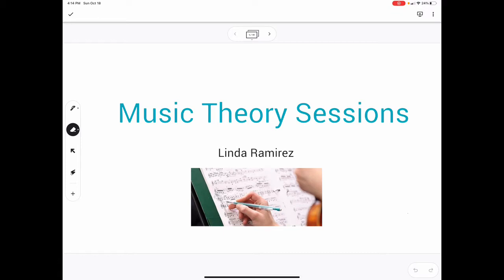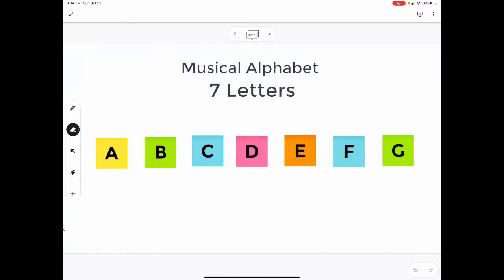Today's session is going to be about the musical alphabet. Now you might be saying, well, I already know my musical alphabet. True, but we are going to be focusing on the musical alphabet. And the musical alphabet only has 7 letters: A, B, C, D, E, F, and G. And these are the 7 letters of the musical alphabet.